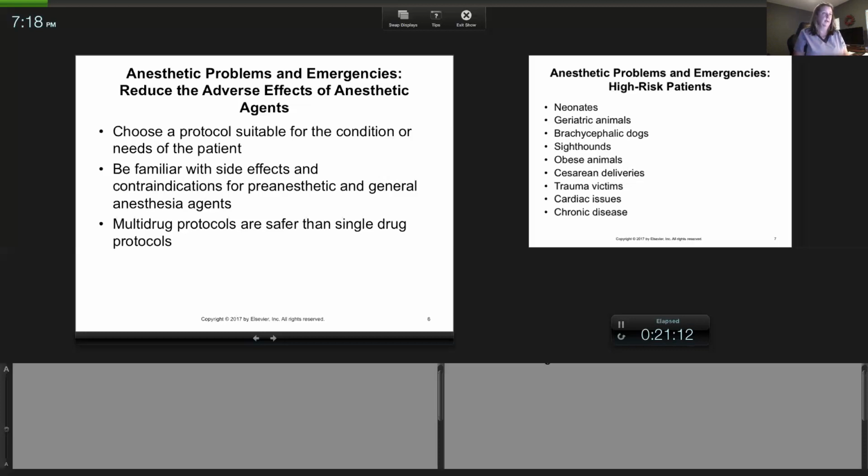Now, one book, I'm going to tell it right now before I forget. All of you, when you go to your externship, most of your practices probably have that drug, the Plum drug handbook. They probably have it.